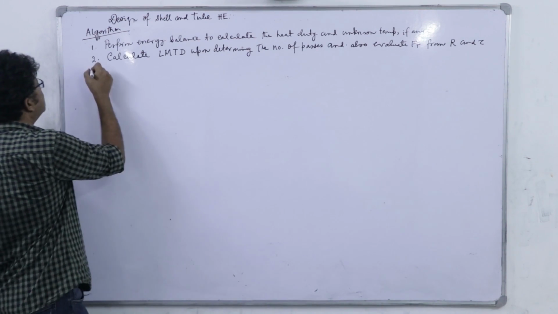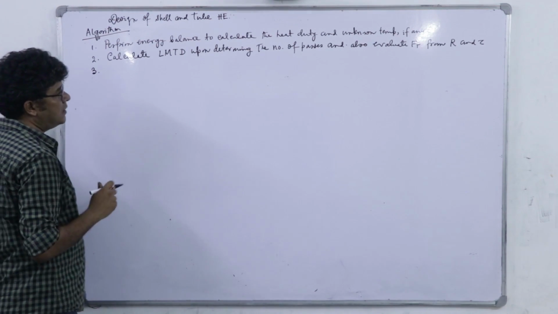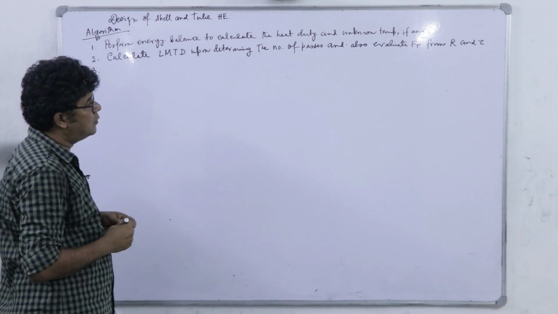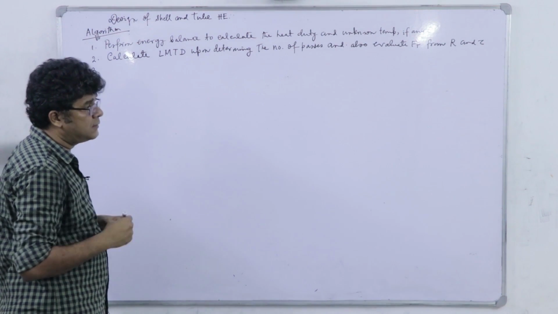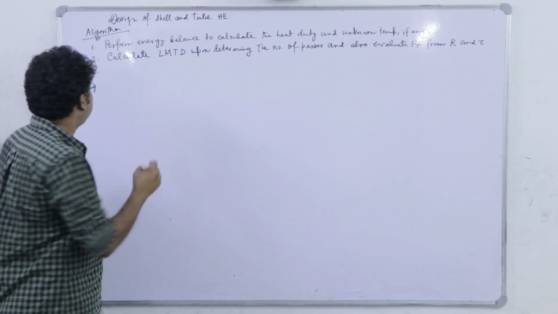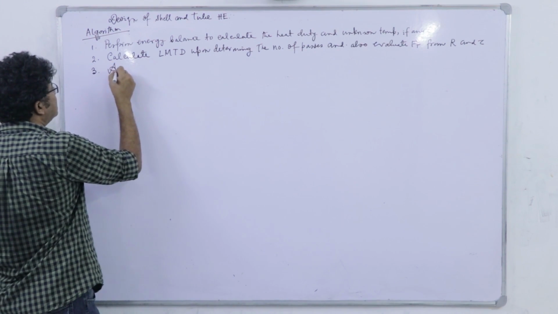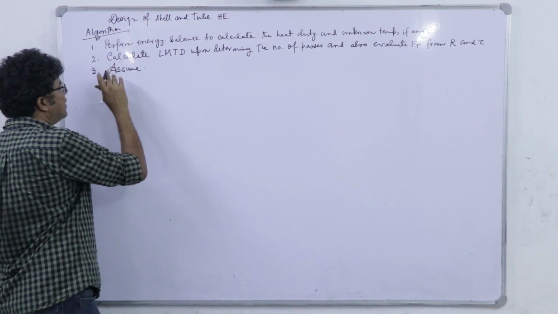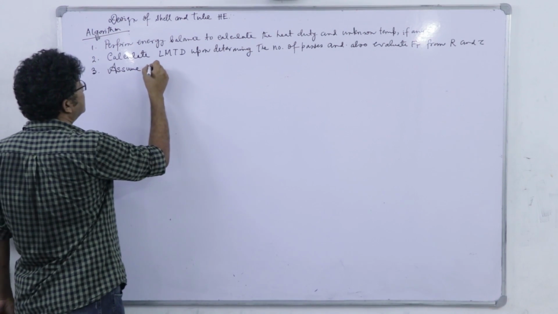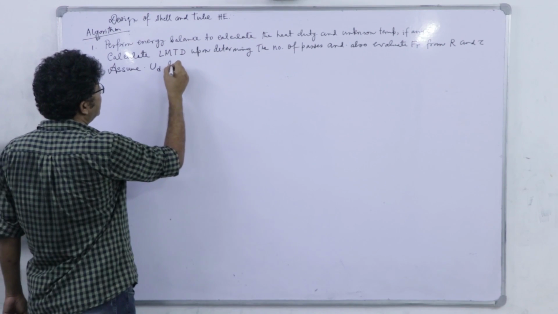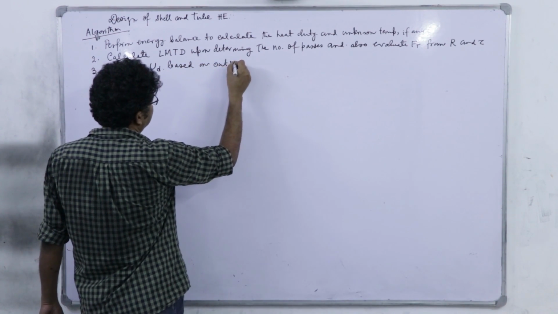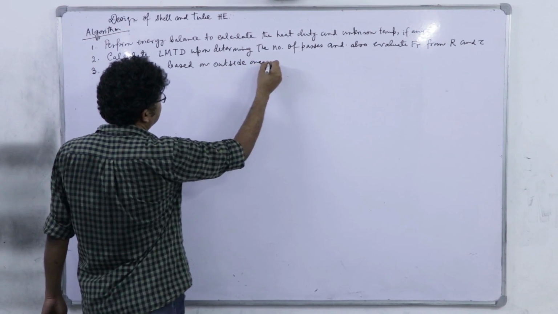Third step, in order to calculate the area, we have to know the overall heat transfer coefficient, but we do not know the overall heat transfer coefficient. So, we have to assume. Obviously, assumption means it must be a kind of iterative technique. Assume UD based on outside area, right.